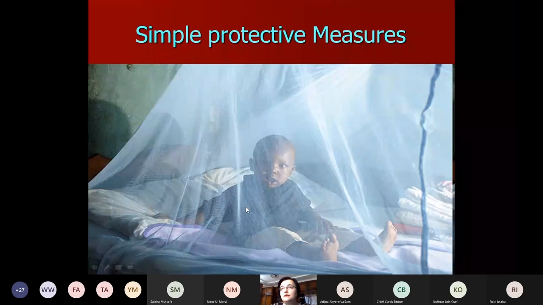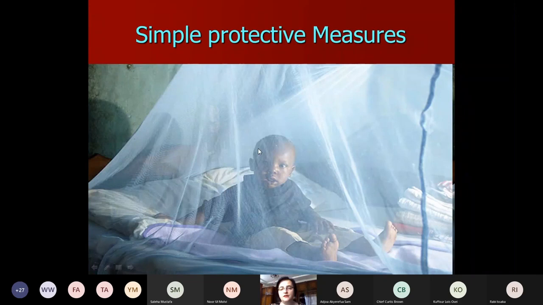But the simplest method is to avoid the mosquito biting, and to sleep with bed nets, with spraying by different insecticides or repellents and so on.